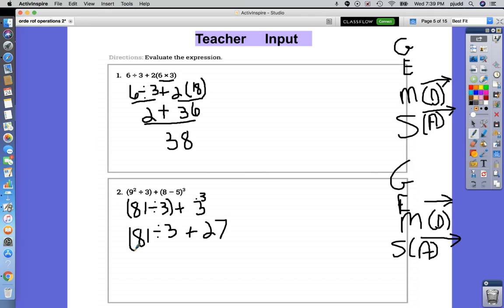Okay? Let me put these back here. And 81 divided by 3 is 27. Once I divide this, that clears my parentheses. Plus 27. And now I can add. 27 plus 27 is 54. Nice.